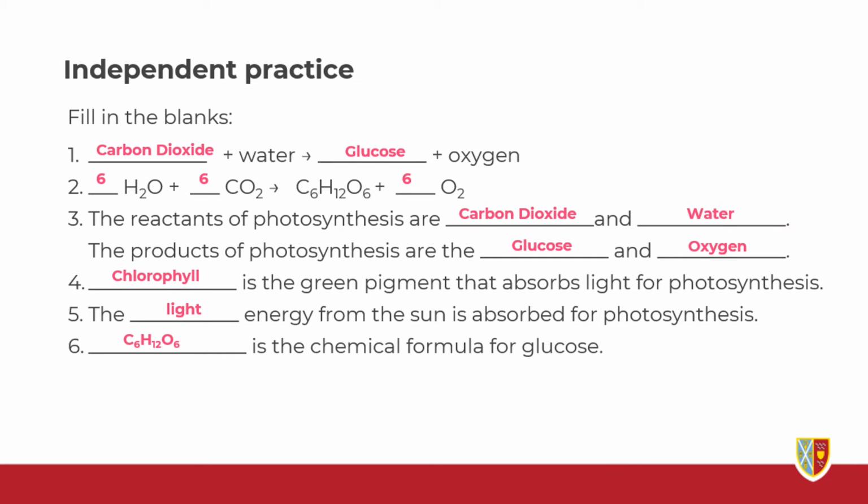Okay, so answers for this one here, you can have a read of them off here. Carbon dioxide and glucose in the first one, it's 6s all around for water, carbon dioxide and oxygen on the second one. Nothing happens to glucose, we don't put anything on glucose at all, C6H12O6. The reactants of photosynthesis are carbon dioxide and water. The products of photosynthesis would be glucose and oxygen. Chlorophyll is our green pigment, light energy is needed, and the chemical formula for glucose is C6H12O6.